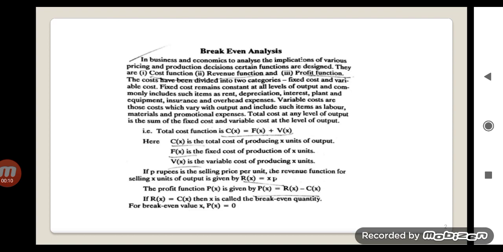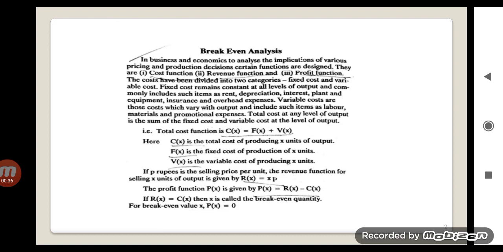Break-even analysis is the combination of three functions: cost function, revenue function, and profit function. Cost function is calculated by using the formula f of x plus v of x. F of x is the fixed cost and v of x is the variable cost. Revenue function can be calculated by using the formula x into p, where x is the number of units and p is the price per unit.